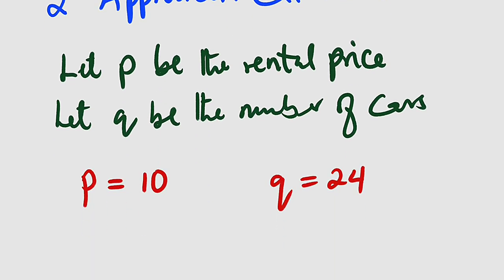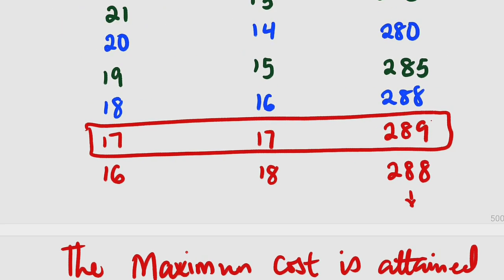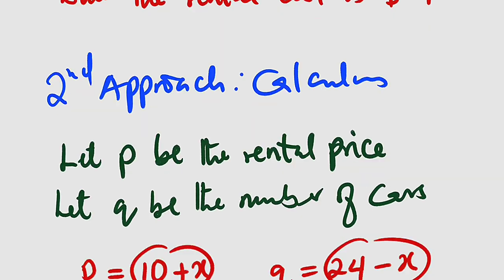So let us declare that value with X. So if you add X here, you have to reduce X here. So if X is 1, we have 11 here and we have 23 here. Just look at it here, even from the table. When we have 23, the rate will be 11. So the same thing goes to this one.